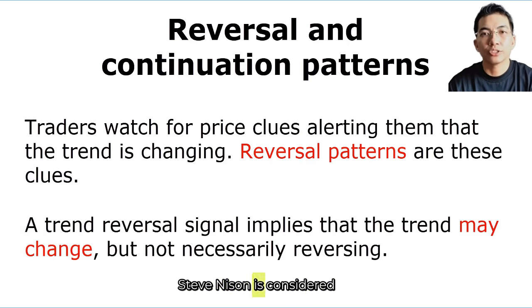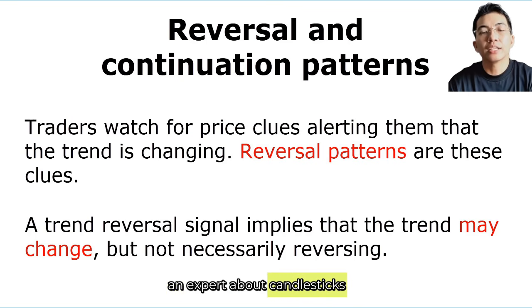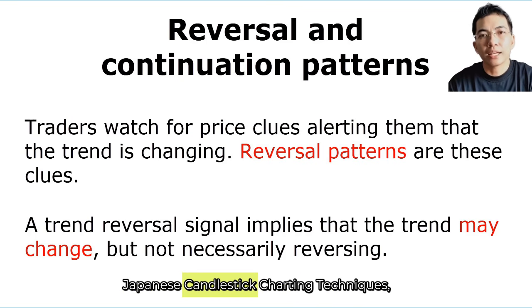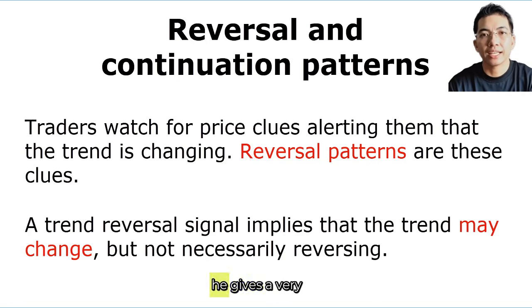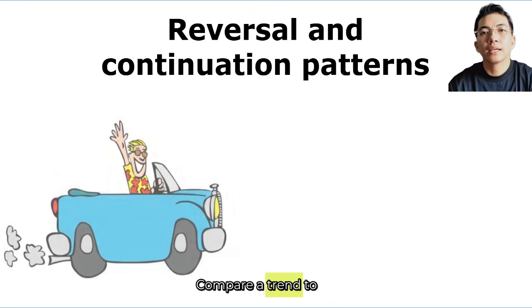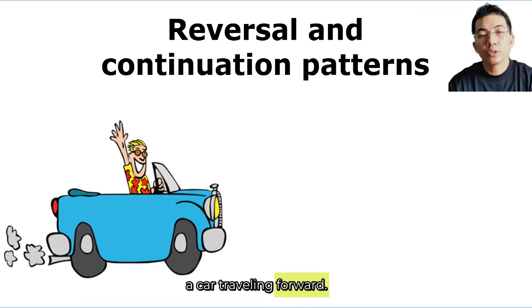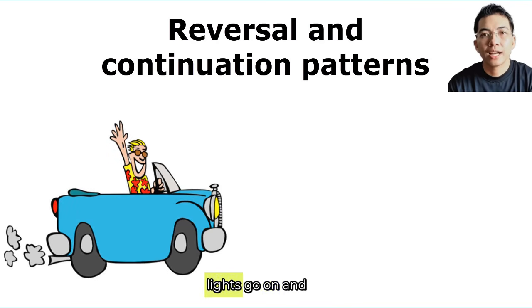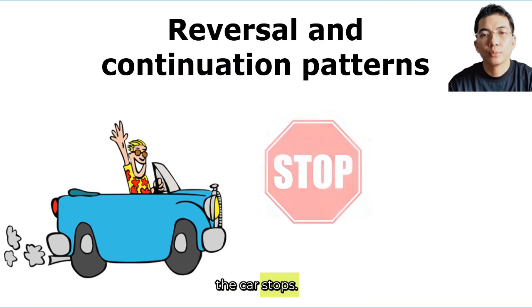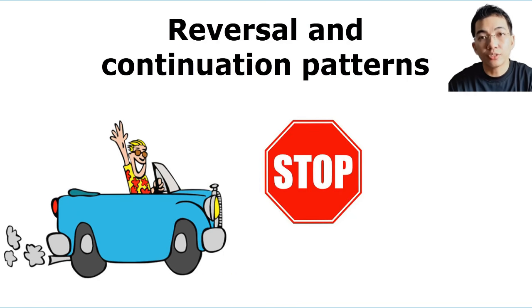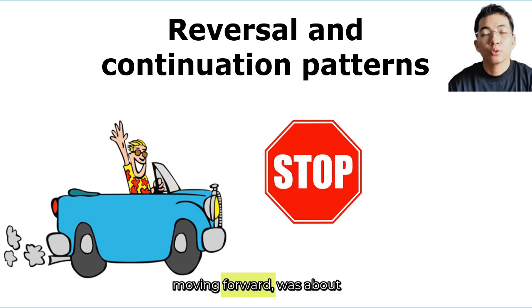Steve Nison is considered an expert on candlesticks, and in his book Japanese Candlestick Charting Techniques, he gives a very good example to explain how reversal patterns work. Compare a trend to a car traveling forward. The car's red brake lights go on and the car stops. The brake light was the reversal indicator showing that the prior trend, the car moving forward, was about to end. But now the car is stationary.